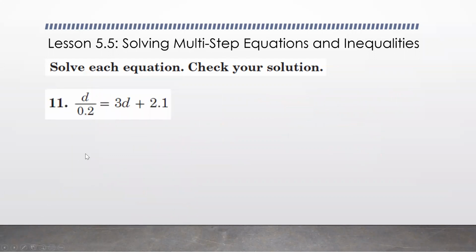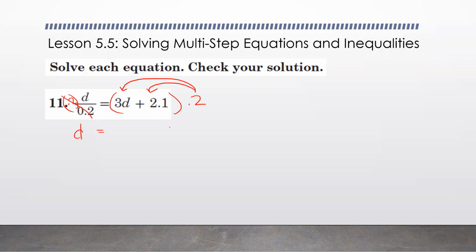Now, this one just makes it a little more challenging because it's got some decimals in there. Okay. Now here I have variables on both sides, and d is being divided by 2/10. So what I want to do is undo this dividing by 2/10 by multiplying both sides of the equation by 2/10. Okay. Now when I do that, that will cancel that out, and I get d equals, now I've got to multiply 2/10 times 3d and also times 2.1.